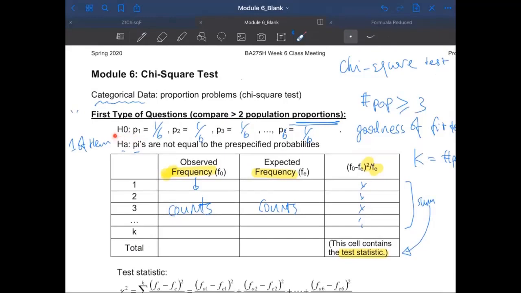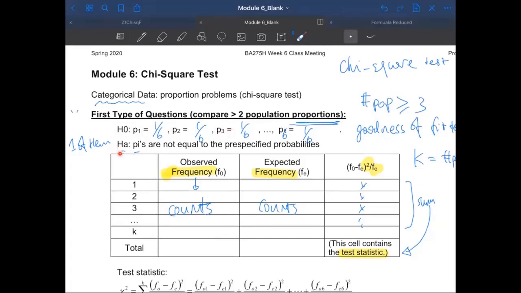So for example, the null means there's no relationship. No relationship means this die is fair. We don't see any special pattern for side 1 versus side 2 or side 3. They are all the same. There's no kind of relationship we can observe.